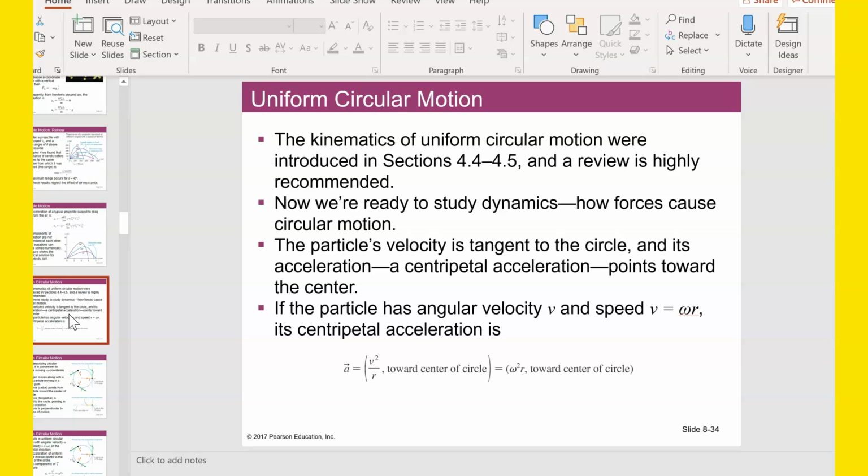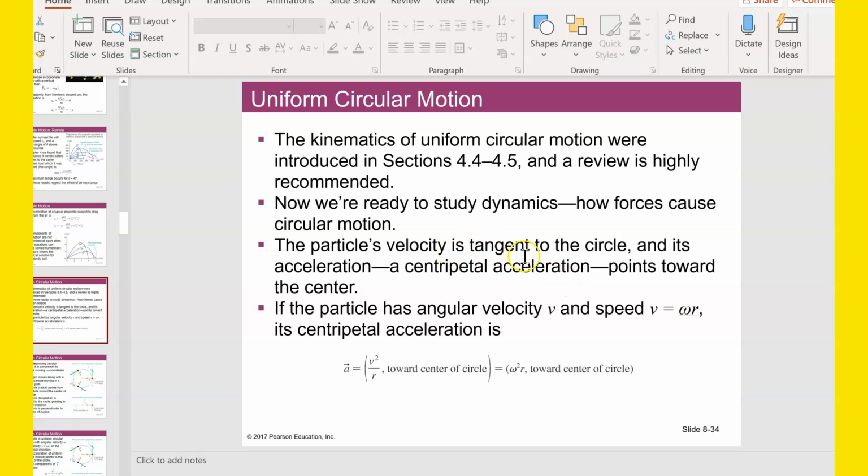Uniform circular motion, another review. Remember, in uniform circular motion, we have no acceleration that is making it go faster or slower around the circle. It's maintaining a constant speed. However, there is an acceleration. There is an overall acceleration because it's constantly changing directions.